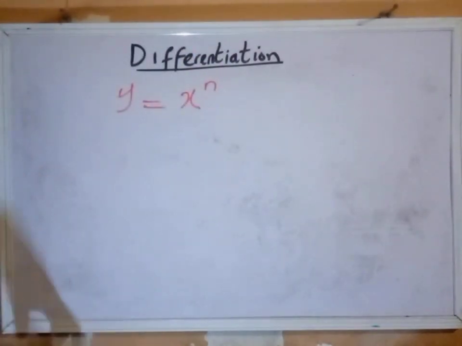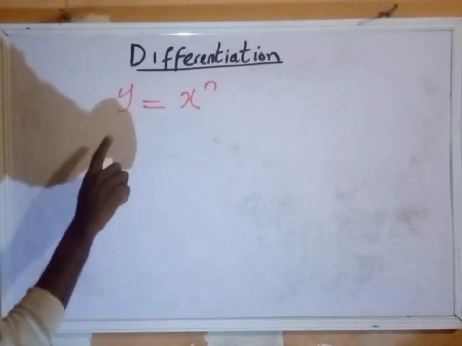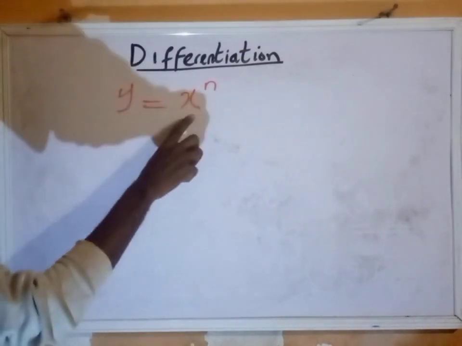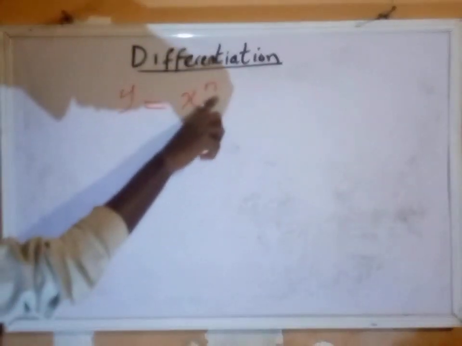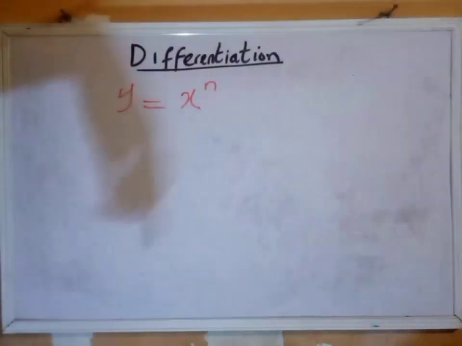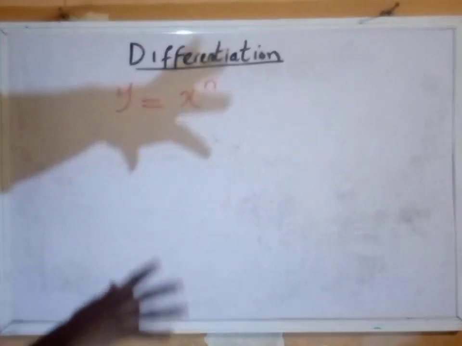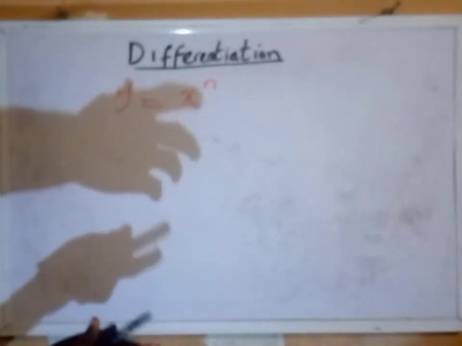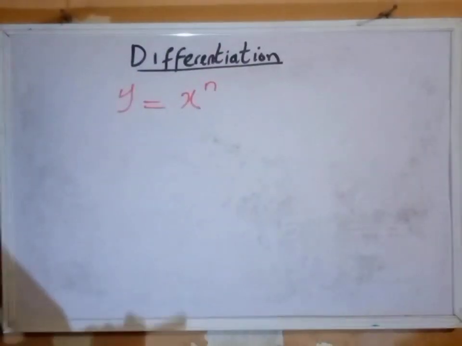So there are two sides here. We have y and we have x. The y here is known as the dependent variable, while x is known as the independent variable. The independent variable here has the power of what? The power of n. So n can take anything. n can be 1, n can be 2, n can be 3, as well as any n that we are given. So now how are we going to know the derivative for these two variables, the dependent variable and the independent variable?